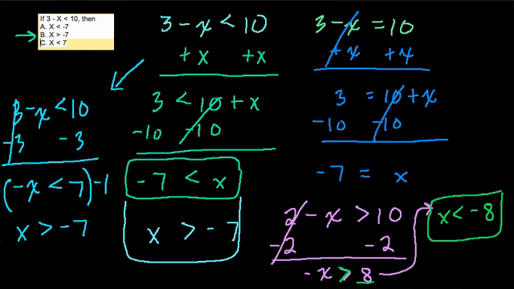Now, part of the logic here, if you think about it, let's say I had two numbers. Let's say 4 is greater than 3. Well, if I multiply everything by negative 1, what happens? This becomes negative 4, and this becomes negative 3, right? But is negative 4 larger than negative 3? Absolutely not, right?